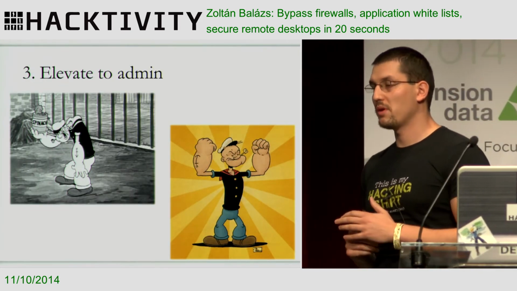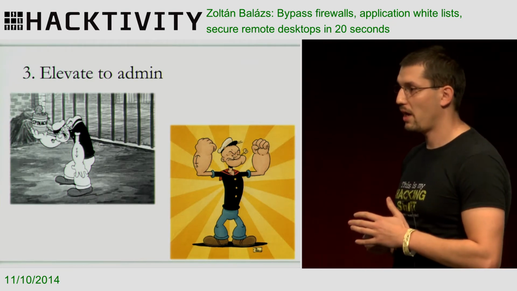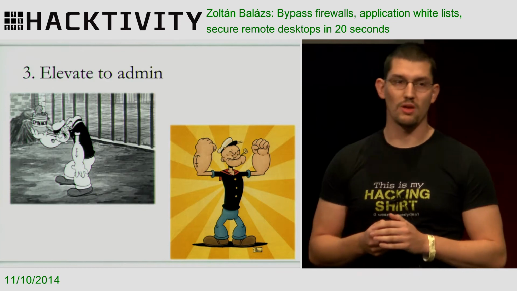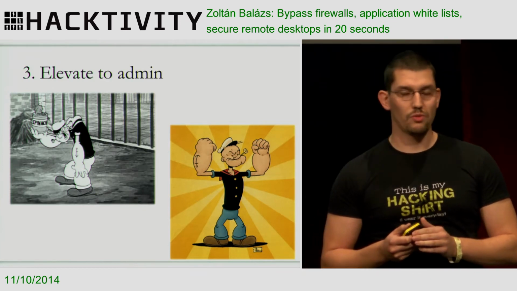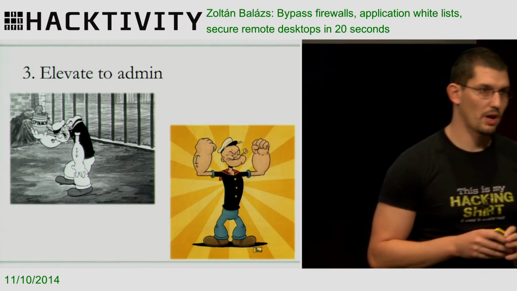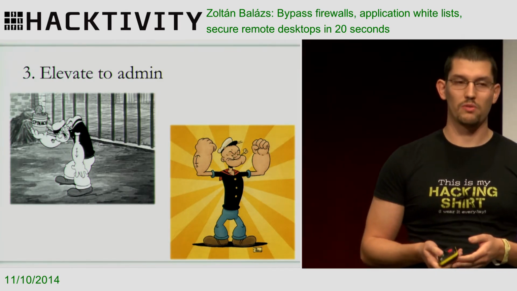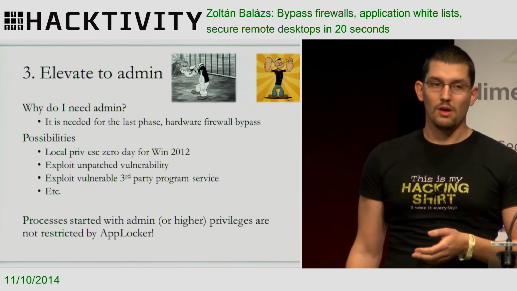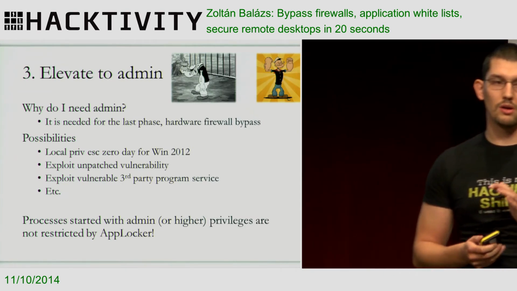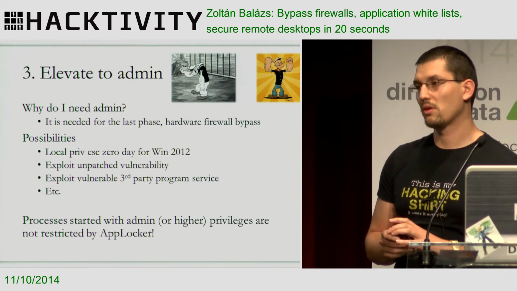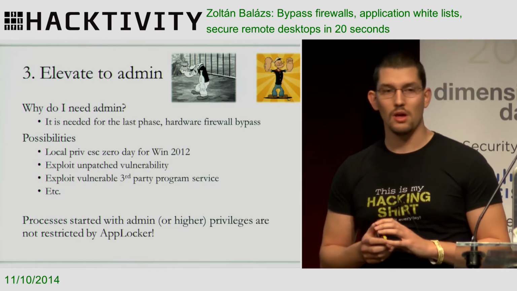Now, after bypassing AppLocker, I had to elevate my privileges to administrator level, and this is needed for the fourth step, where I have to install something with administrator level privileges. Okay, so again, there are a lot of ways how you can do that.